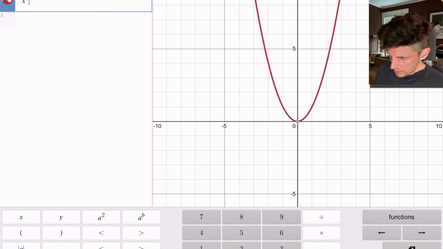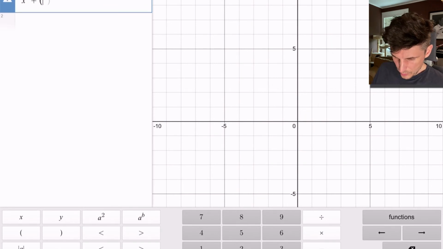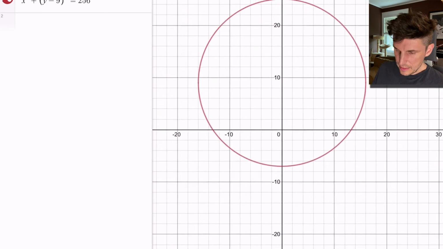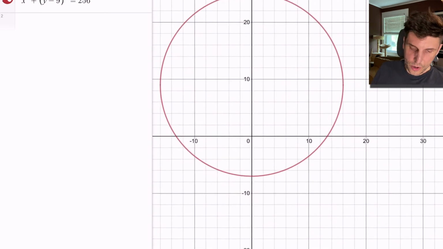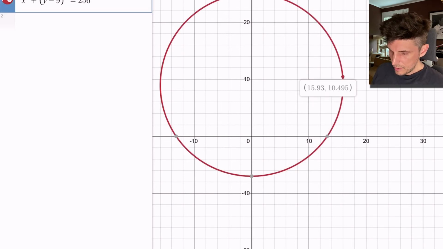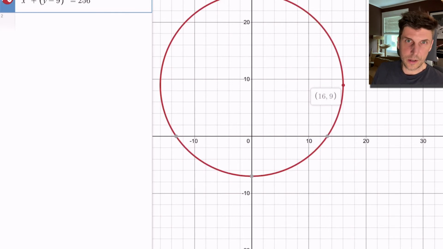X squared plus quantity y minus 9 squared is equal to 256. All right, so we know that the radius is 16, and when you look, you can see, sure enough, the center is at 0, 9, and if you were to count out, you can see right here at this point that we're at exactly 16, 9, right? Which totally makes sense. That's where the center is, and it's on the diameter.